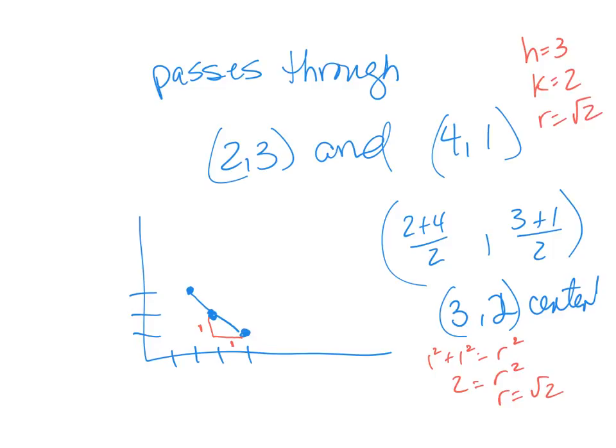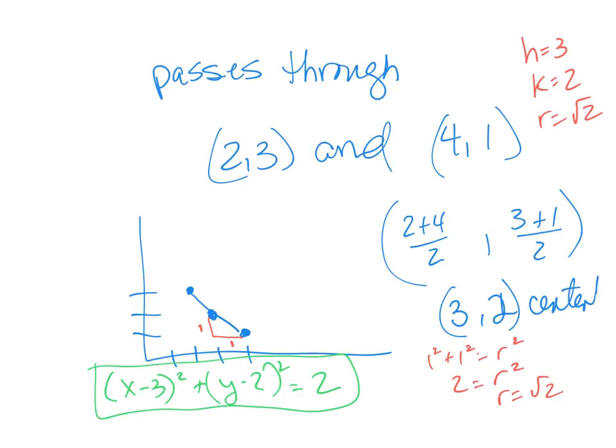So when I write the equation, same thing we've been doing. x minus 3 squared plus y minus 2 squared equals 2, because the square root of 2 squared is 2. So that one takes a little bit more work, and there's 3 of those at the bottom of the page.